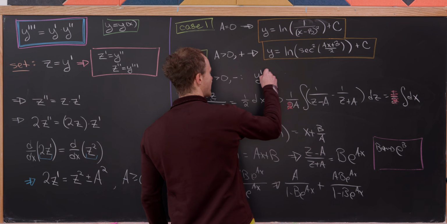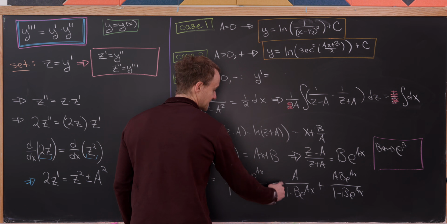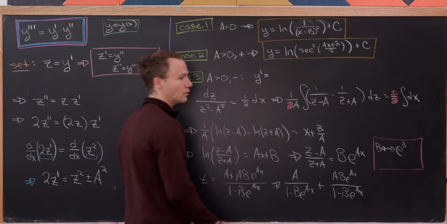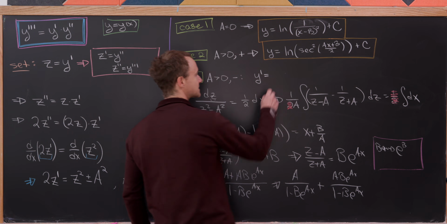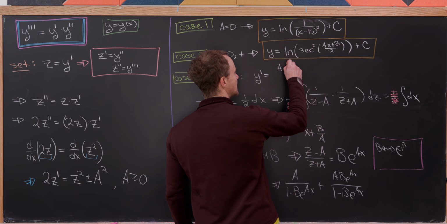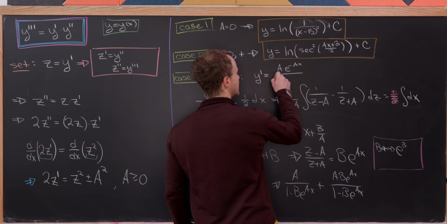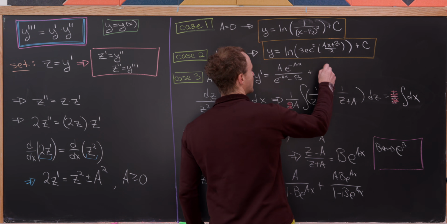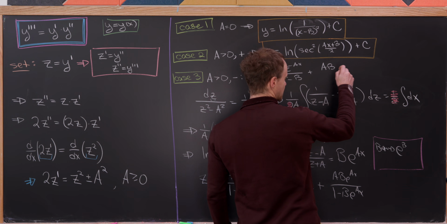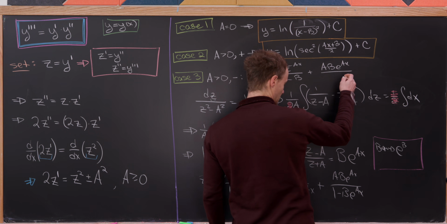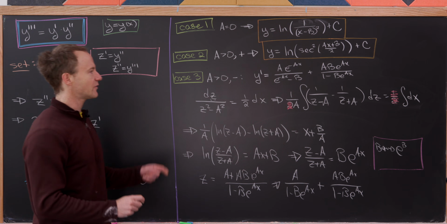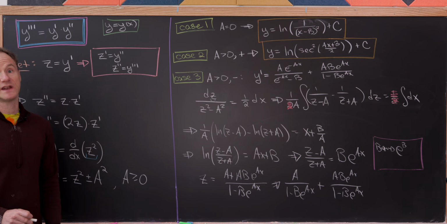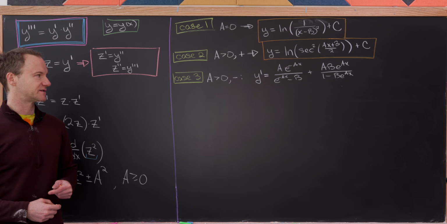So now we have y prime is equal to, well, it's this first term, which I'm actually going to do one more thing to, and that is multiply the numerator and the denominator by e to the minus ax. So that'll give me a e to the minus ax over e to the minus ax minus b, and then we'll have plus ab times e to the ax over 1 minus b times e to the ax. Okay, so now that we have it in that form, we're ready to finish this off. So we're in our last couple of steps.